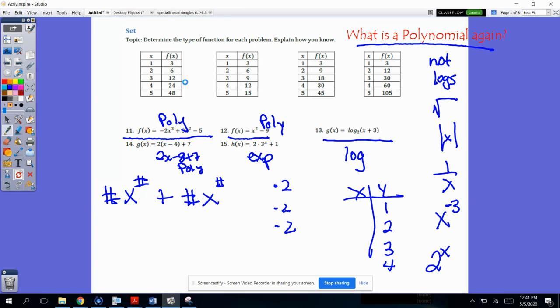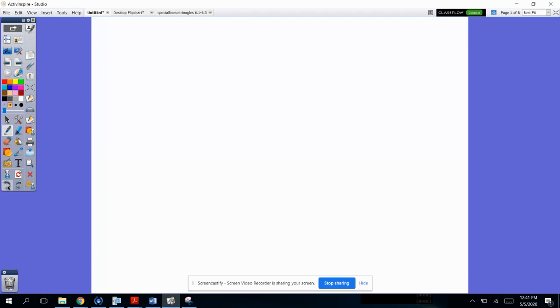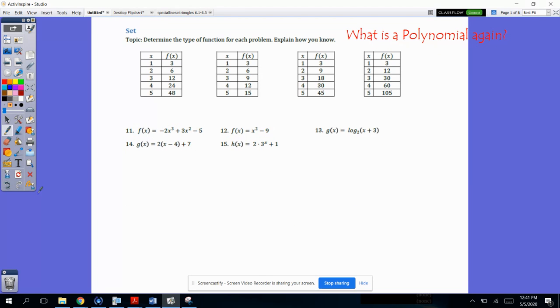Okay, now when you're given a table and trying to figure out what type of polynomial you have, you first make sure that it's not exponential. And look here, this one is exponential. This is a times 2, times 2, times 2. That's what that rate of change is. So this is actually exponential. Now, this one is a plus 3, plus 3, plus 3. So that means that it's a constant rate of change, and that is linear.